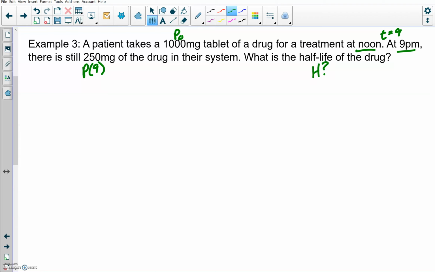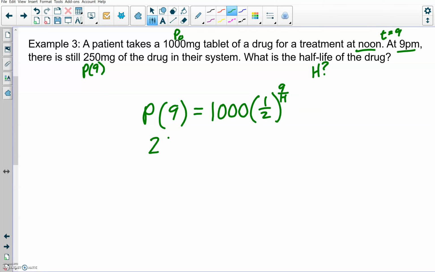So this is another type of problem where we're solving for a power. We're going to use a logarithm just like we did before, but there's one extra twist because the power is a fraction. So P of 9 would equal 1,000 times 1/2 raised to the 9 over H. That's just using the information in the formula. And now I know P of 9 was 250, so I'm going to put that there.